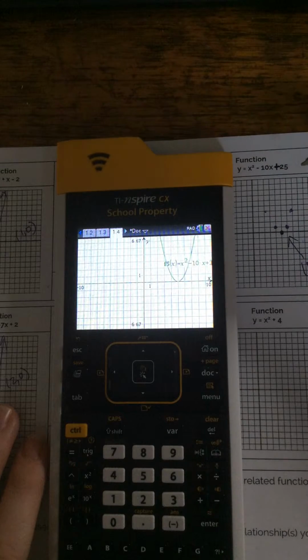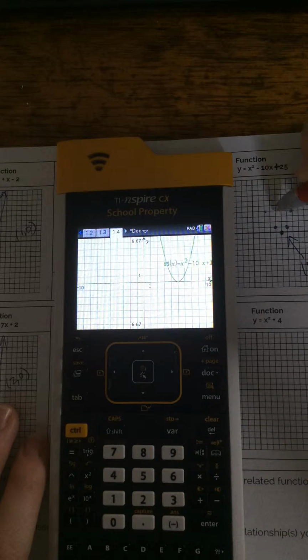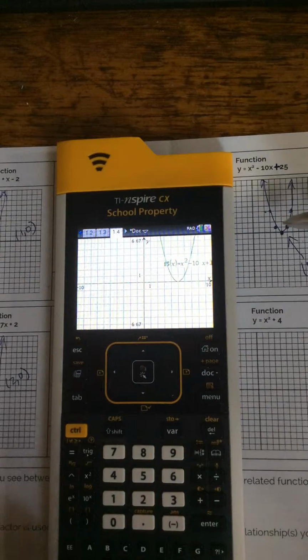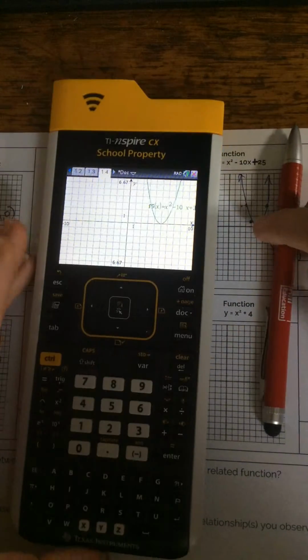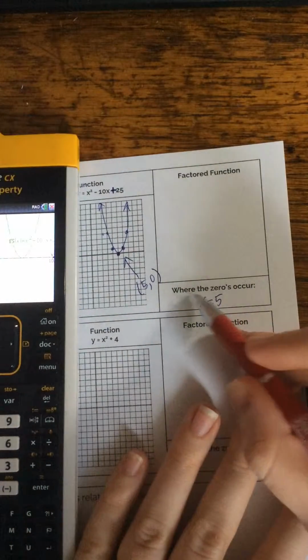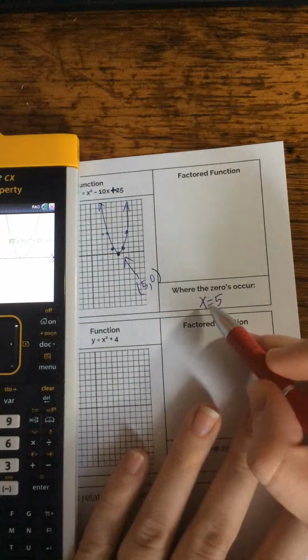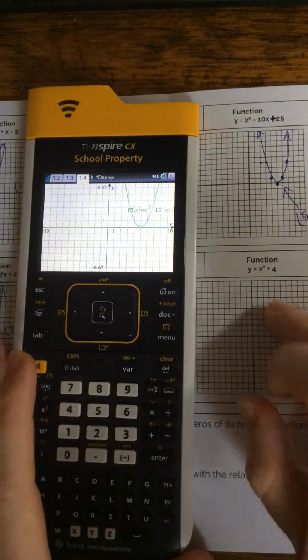okay, that kind of actually. There we go. There's your other. That'll make your parabolas nicer if you do that. If you want to put a grid in there, cool. If not, no big deal. Okay, so here, where the 0 occurs, is x equals 5. Okay, let's do this last one.